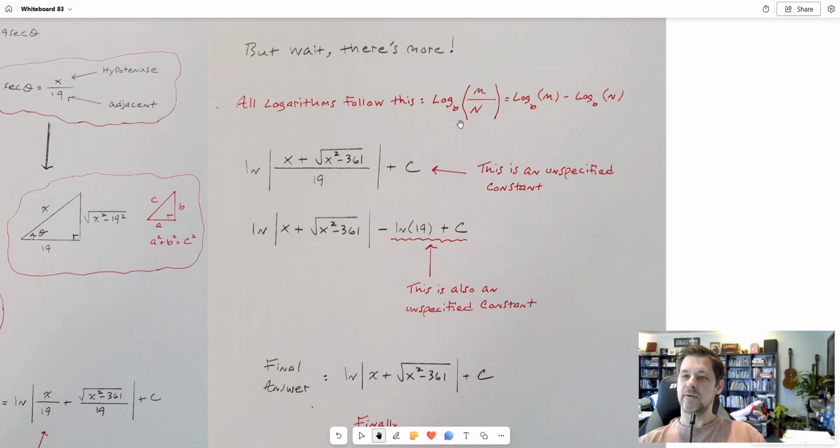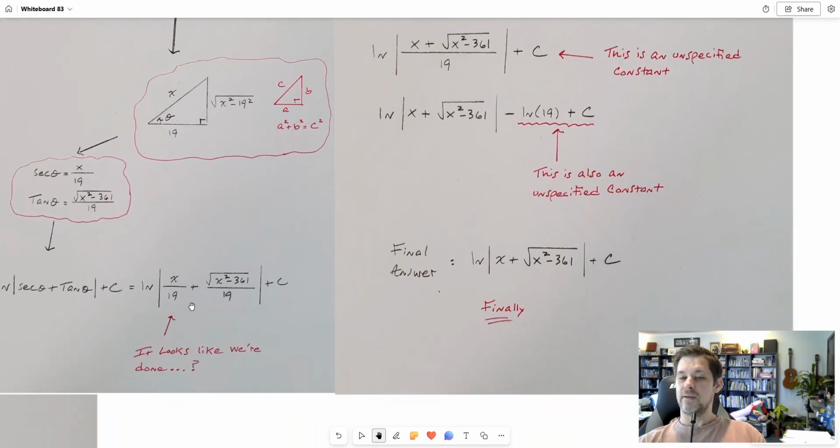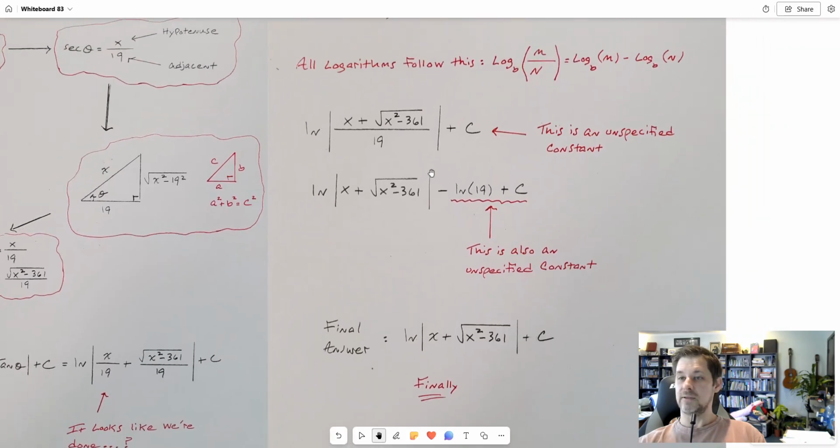So for logarithms, if I have the logarithm of any base of one thing divided by another, I can split that up into an external subtraction. So this thing that I have, given that these fractions can be added and they have a common denominator already, is equal to this. And so I see that I have the logarithm of one quantity, x plus root x squared minus 361, over another, 19. But then I just told you that if that's the case, I can split this up into subtraction externally. So, all right, this is going to be natural log of absolute x plus root x squared minus 361 minus natural log absolute 19, but 19 is already positive, so I dropped the absolute.